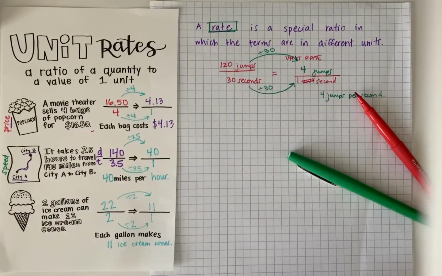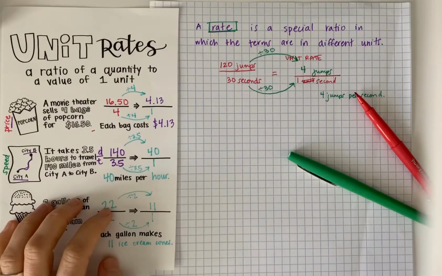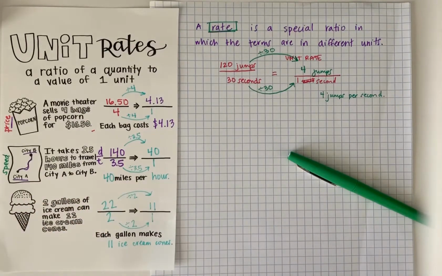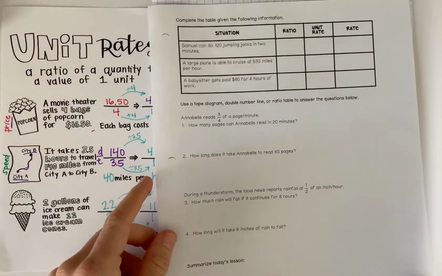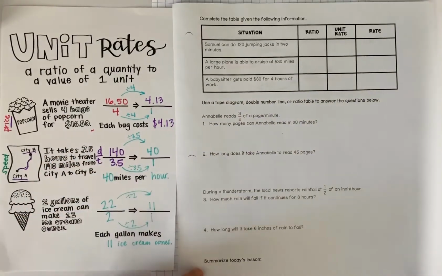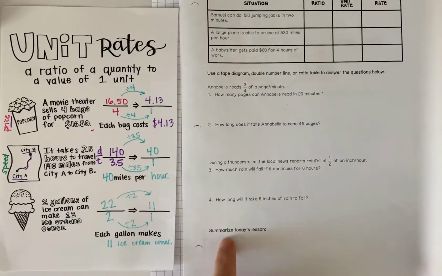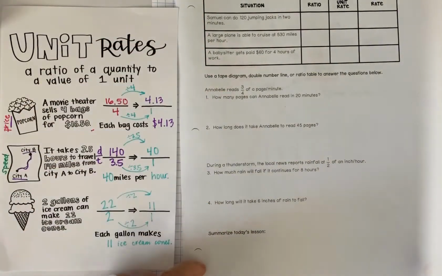Okay, so make sure that you glue that into your math journal for your reference. And then I'm going to show you a couple more examples for you to do and what your practice looks like today. All right, so you're going to have a sheet that looks like this. You're going to print it out. It's attached. There's a couple of questions here that you're going to answer, and it says summarize today's lessons at the bottom. You don't have to do that. Don't worry about it. You're just going to complete this.